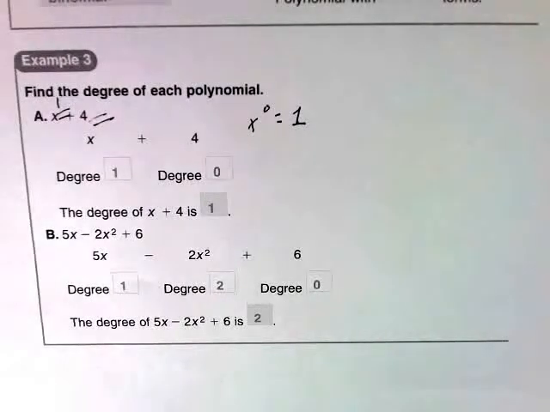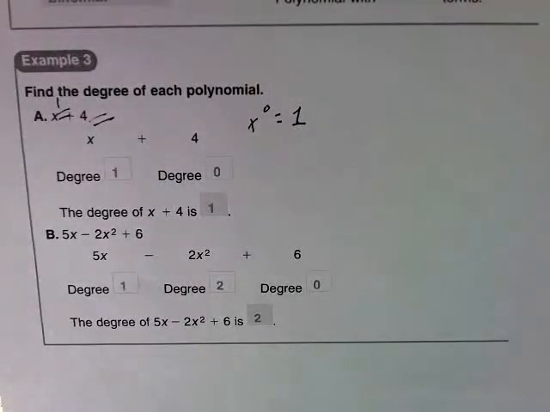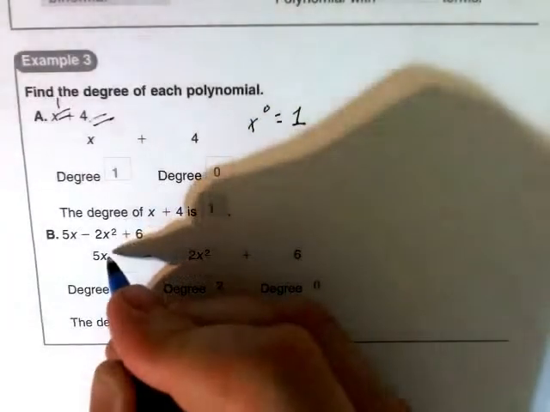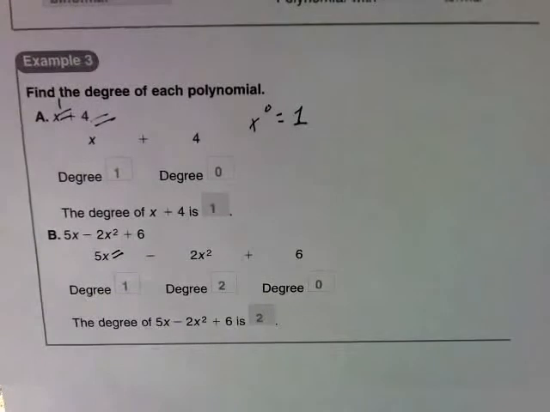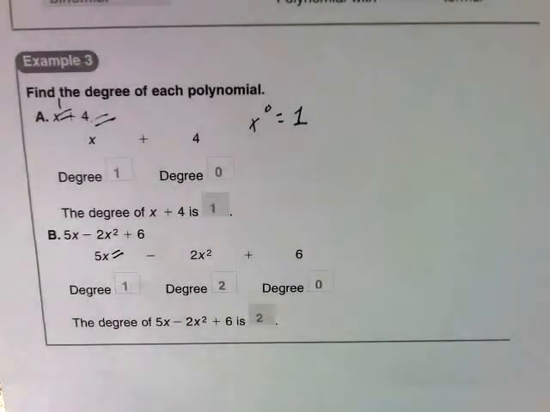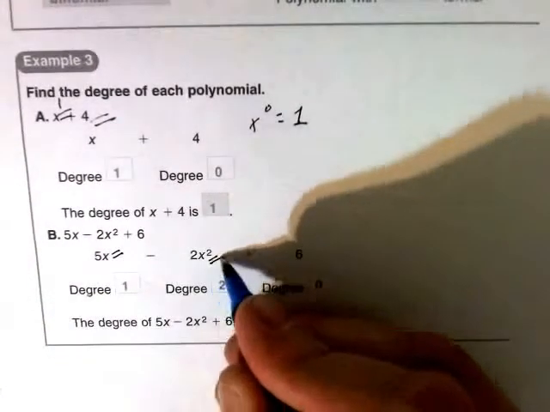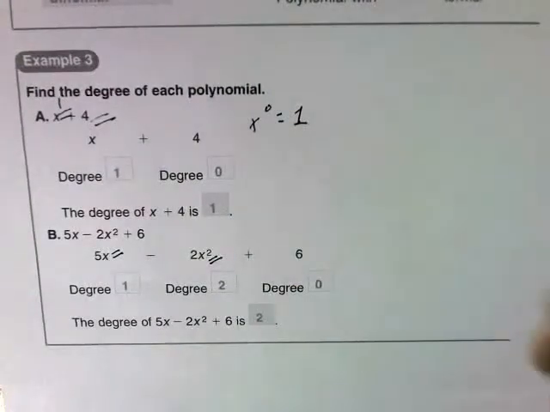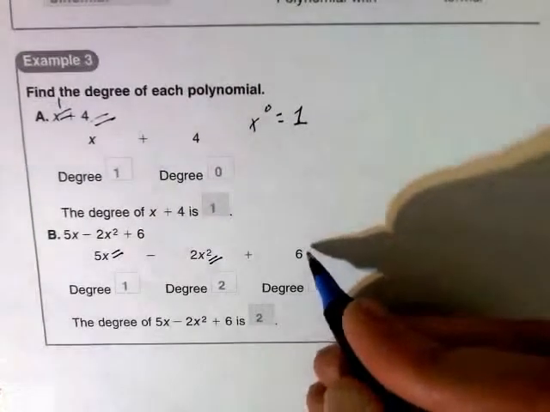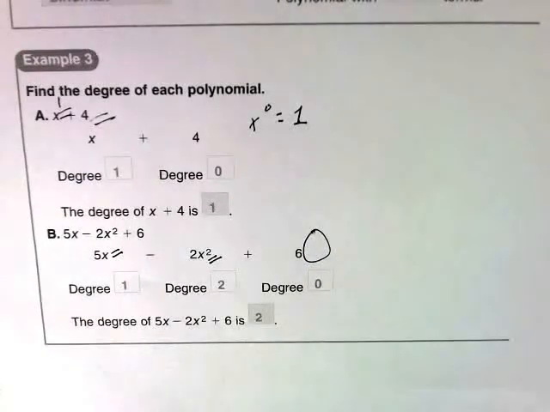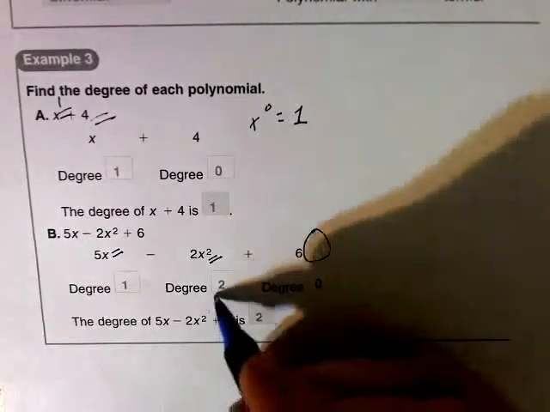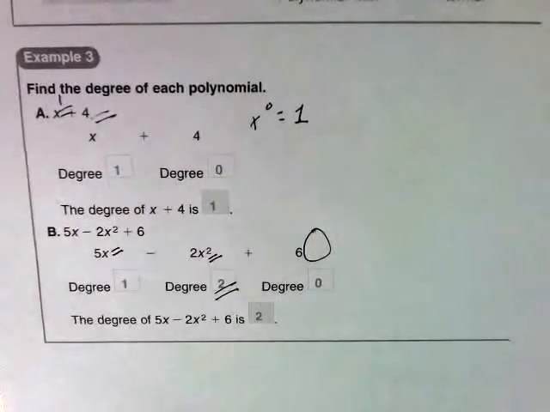5x minus 2x squared plus 6. Well, first two parts are real easy. Here's x. Well, as we know from the last question, since that has no exponent, the degree there is 1. 2x squared, well, there's a stated exponent there, so the degree is 2. And then on 6 here, no exponent, so the degree is 0. So what's the greatest degree there? The greatest exponent is 2 here, so the degree of 5x minus 2x squared plus 6 is 2.